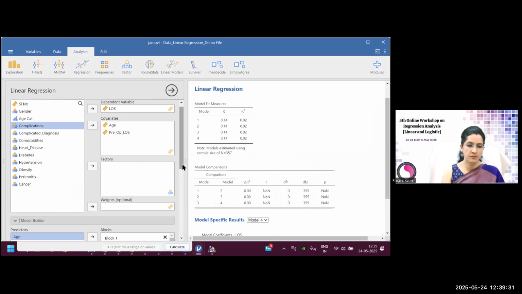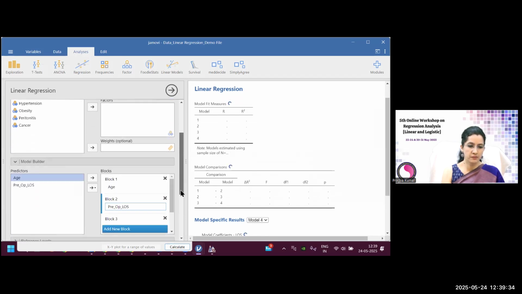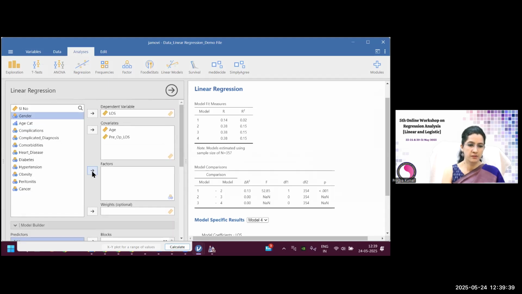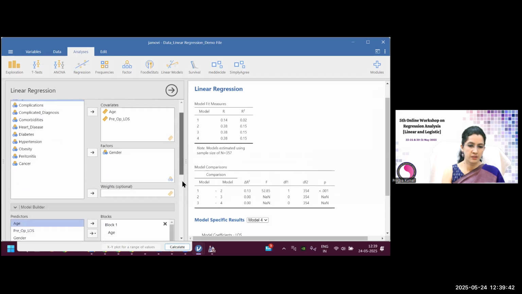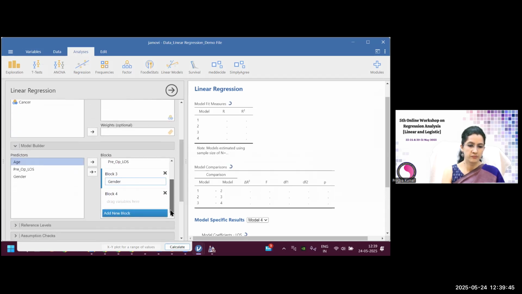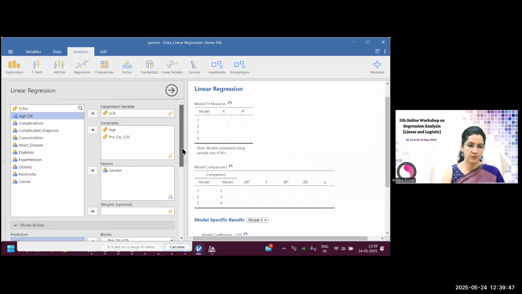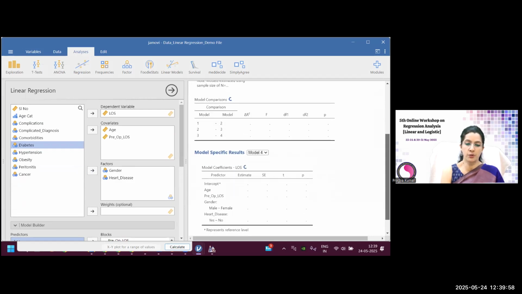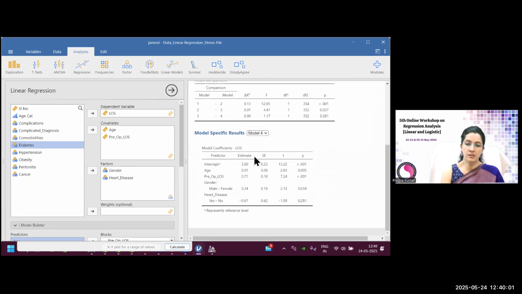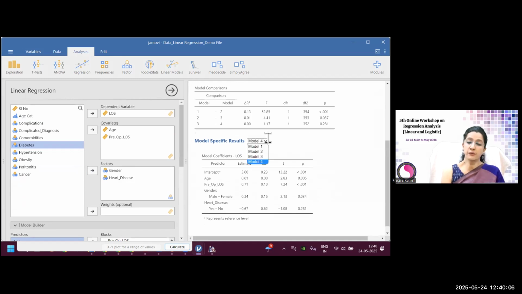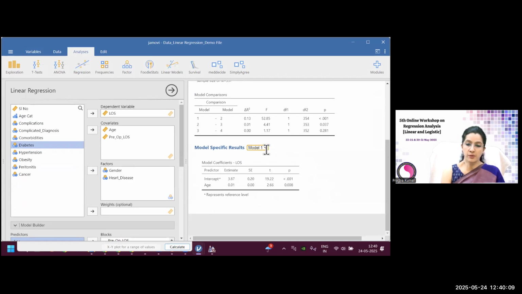This one, then it will come in block 3, the gender, and then block 4, if I move heart disease. So what is your primary variable? Primary variable means the primary predictor on which you want to see the effect of heart disease. Because this is the model for which I took heart disease. So you need to see which one is the primary. Suppose I'm seeing this model 1.